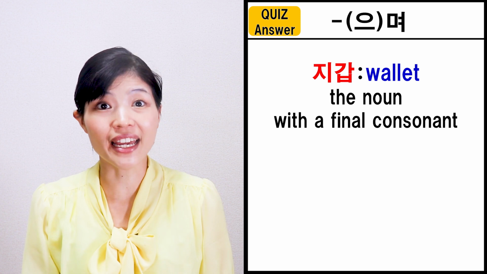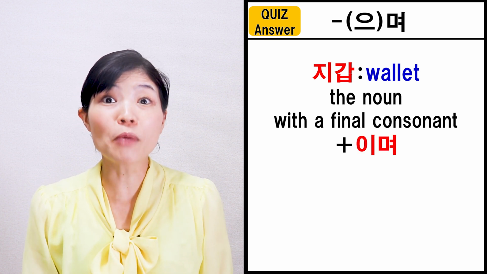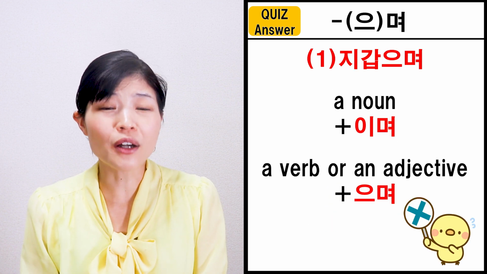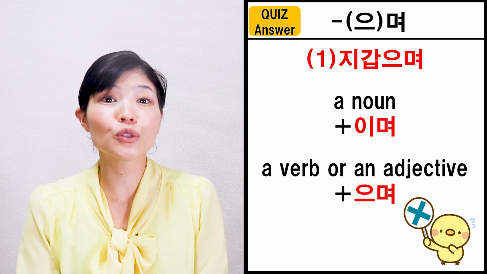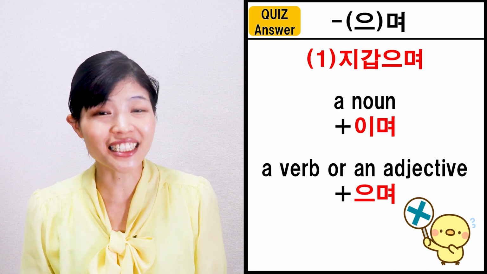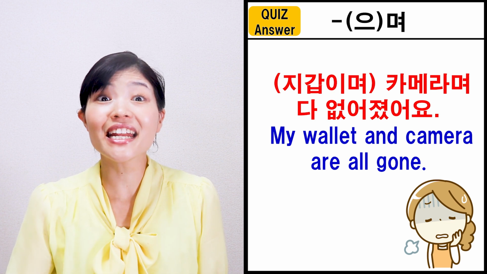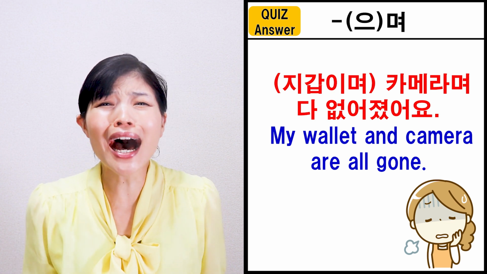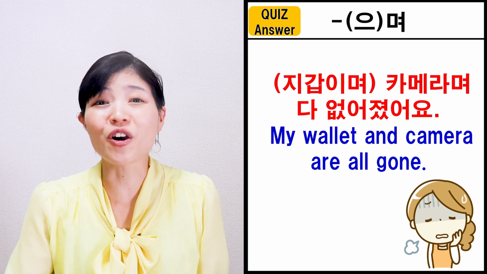지갑 is a wallet. The noun 지갑 has a final consonant. So you add 이며 to make 지갑이며 wallet and. Number 1 is wrong but close. Please memorize the rule that you must use 이며 with a noun and 으며 with a verb or an adjective. Okay? Now, let's read the sentence with the feeling of being troubled. 지갑이며 카메라며 다 없어졌어요. Please read this sentence over and over again.